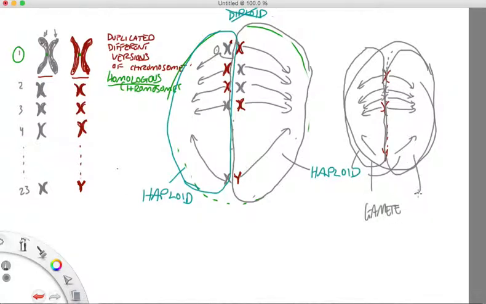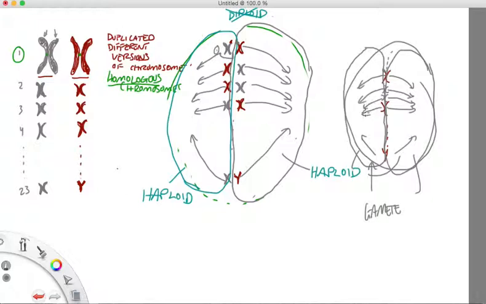So that's a gamete, that's a gamete. And over here, since those have split off as well, there are gametes as well. So these gametes in men would be sperm cells. For women, they would be eggs.